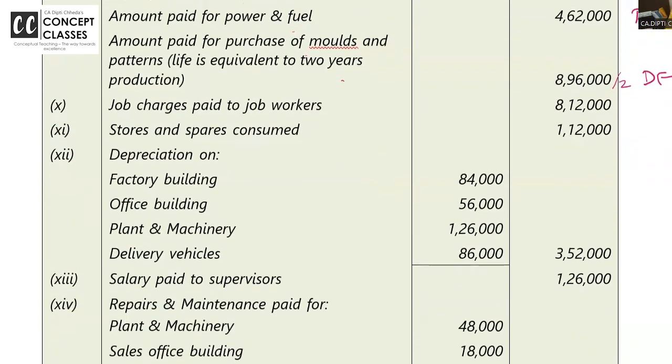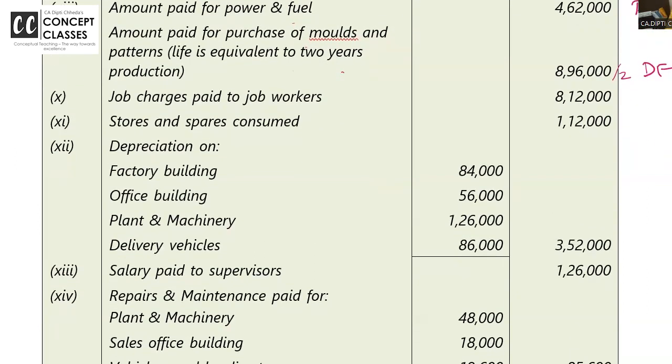Okay? Right? Now, this is all factory related expenses. Depreciation on factory building, factory overhead. Depreciation of office building, admin overhead. Plant and machinery, factory. Delivery vehicles ka depreciation, selling overhead. Salary of the supervisor, factory. So this problem is basically a practice of your overheads, ki where you will put. Instead of factory, if you put in selling, your final answer is going to be wrong and stepwise marks will go.